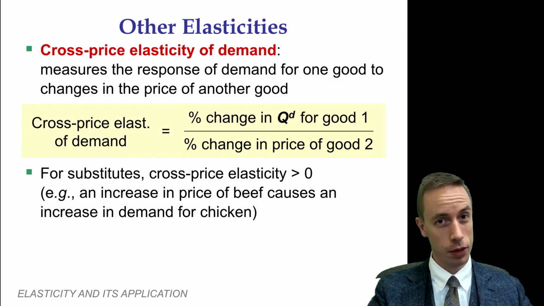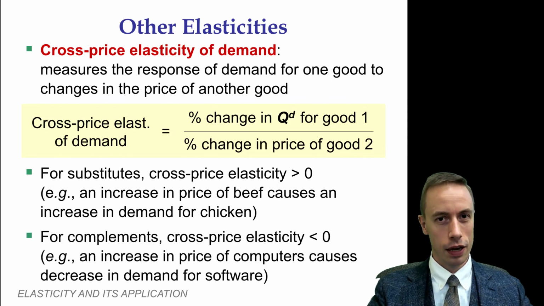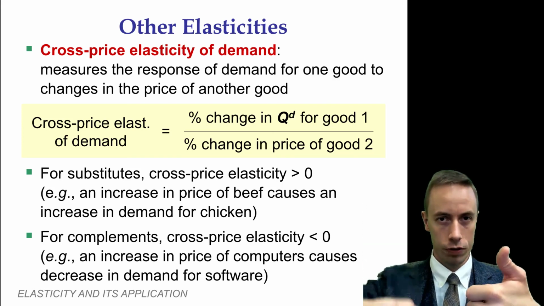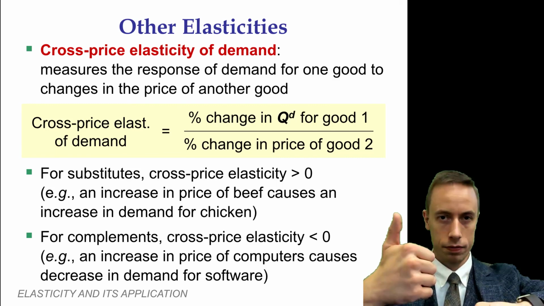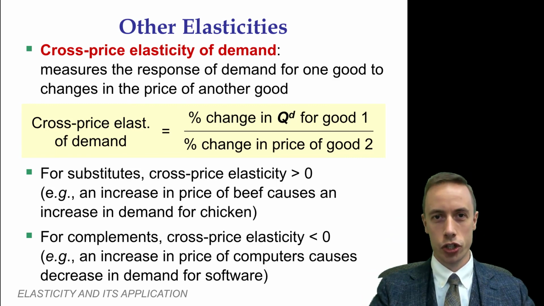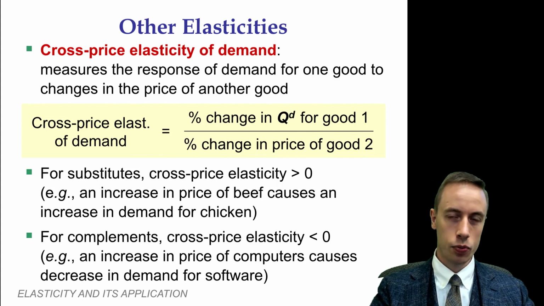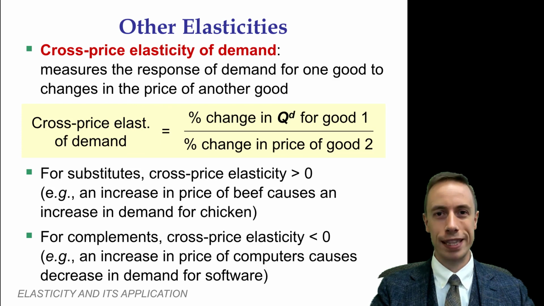Conversely, let's think about complements. If gas gets more expensive, pickup truck sales will fall. Gas gets cheaper, pickup truck sales will rise. One of your percentage changes will be a positive number, the other a negative. That will give your fraction an overall negative value. And that's how you recognize a complement, a negative cross-price elasticity of demand. And that's our discussion of elasticity and its applications.